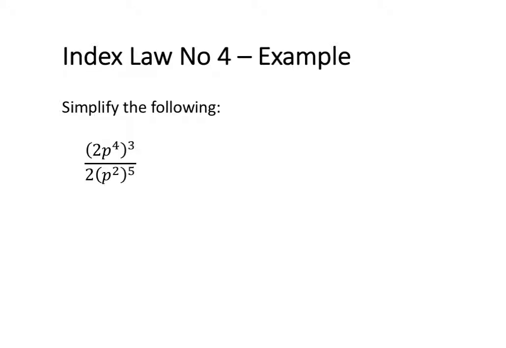So in the next example, I want to simplify 2p to the power of 4, raised to the power of 3, divided by 2 and then p to the power of 2, raised to the power of 5. Now the first step is going to go through and apply the fourth index law. Remembering that in my bracket, in my numerator, I've got two terms, and 2 is to the power of 1 because there's no index listed. So that is going to equal 2 to the power of 1 times 3, times by p to the power of 4 times 3.